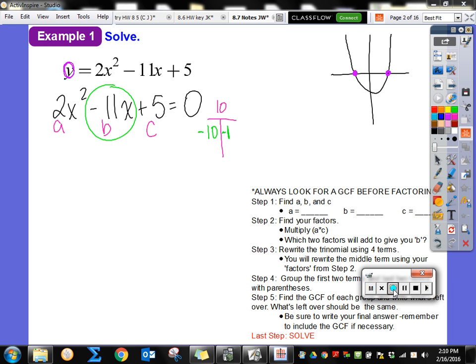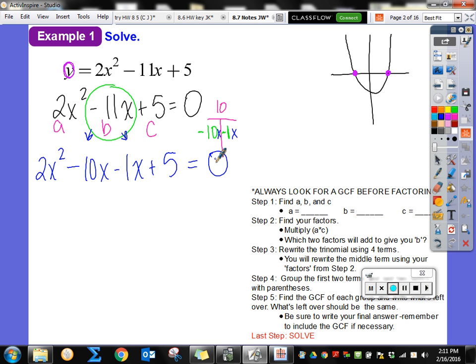We are going to replace it, because how many terms do we like to have to factor by grouping? 4. Because remember, we're turning 3 terms into 4 terms. So your first term stays the same, 2x squared. Then instead of that negative 11x, you're going to put negative 10x minus 1x, in either order, because most of the time it doesn't matter. And then I'm going to bring down my plus 5. This equals 0, I just keep bringing it down because I don't have to worry about it till the very end.